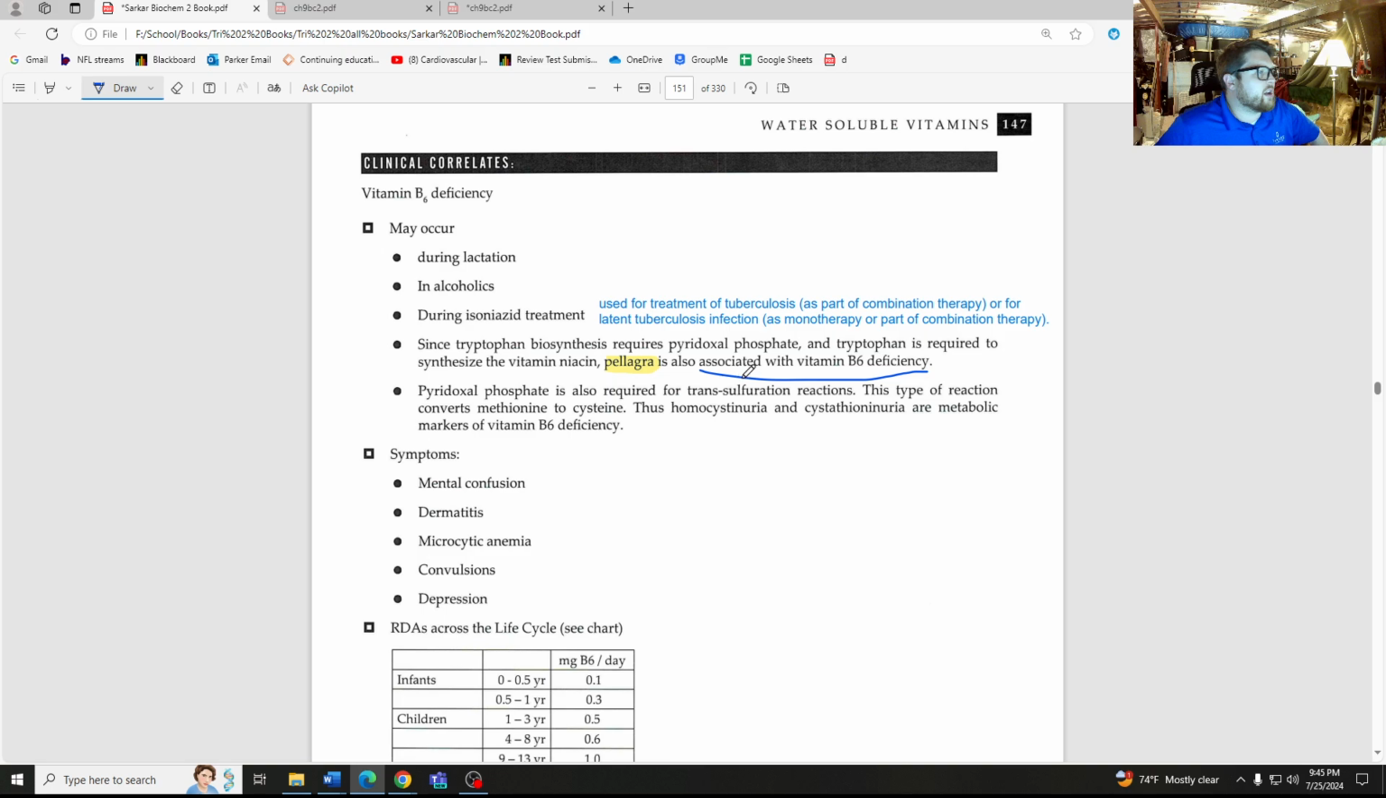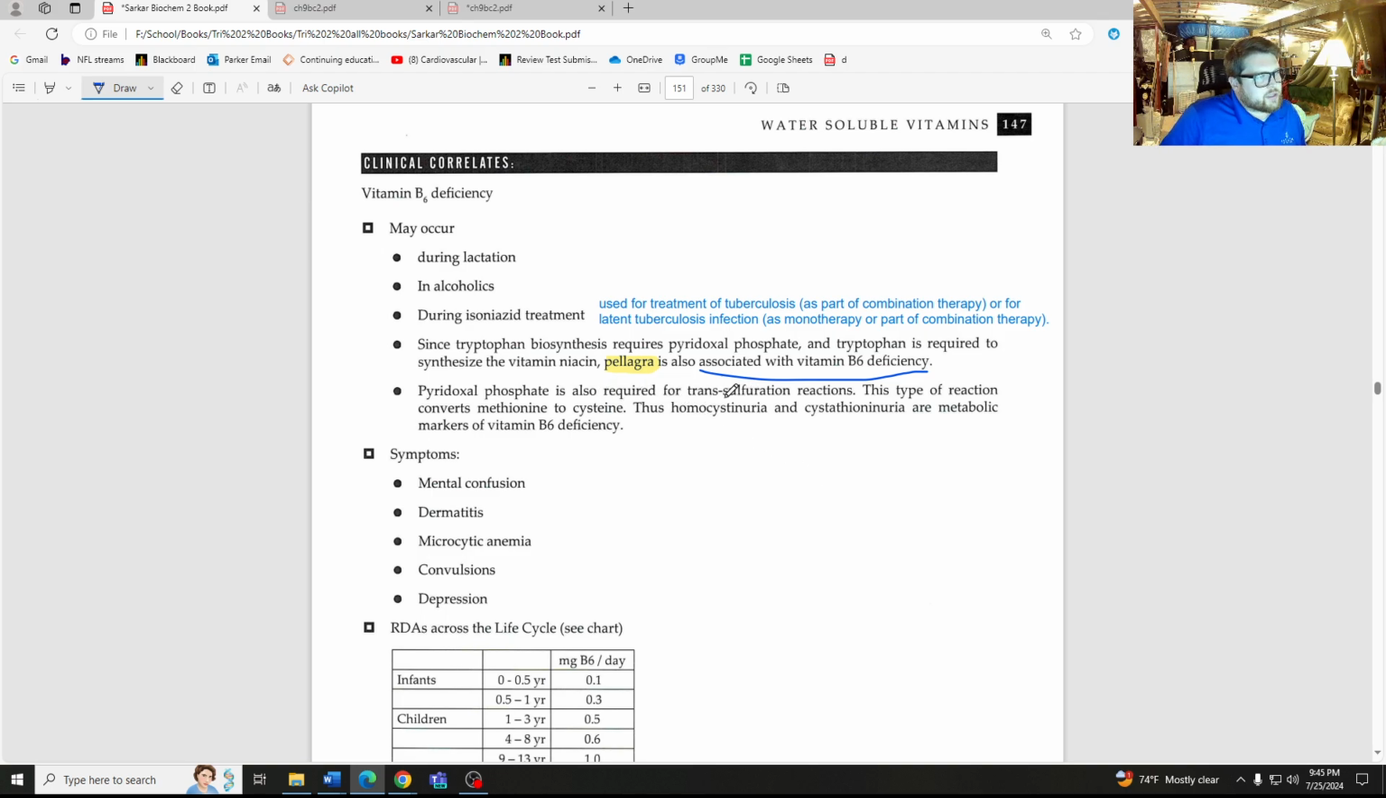So if you get some kind of question that is talking about pellagra can be associated with which of the following B vitamins, and vitamin B3 niacin is not one of your answer choices, but B6 is, the best answer is going to be niacin. The second best answer is going to be B6.